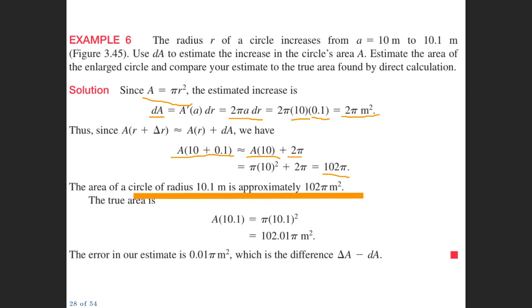So just doing this simple calculation, we can say the area of a circle of radius 10.1 meters is approximately 102 pi meters squared. What's the real area of this circle? The real area of the circle is actually 102.01 pi meters squared. So we're pretty close. We have an error of 0.01 pi.